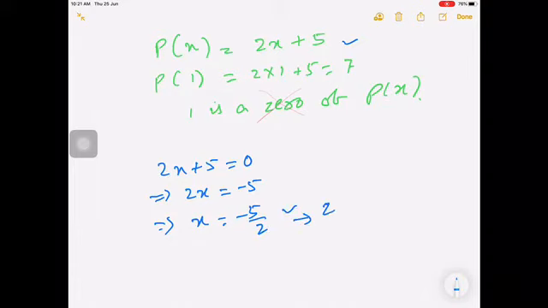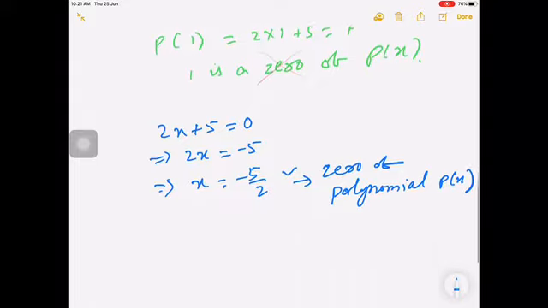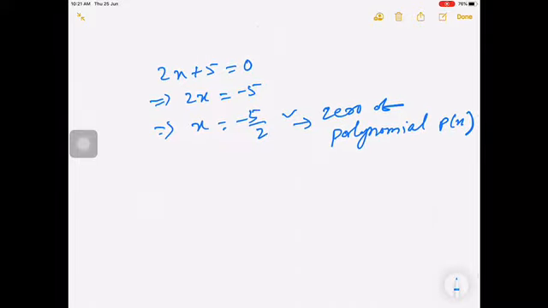So this is the zero of the polynomial p(x). Okay. Now let us try to put the value and see if we get 0 or not. We have the polynomial p(x) equal to 2x plus 5. If we put p of minus 5 by 2, then what happens?